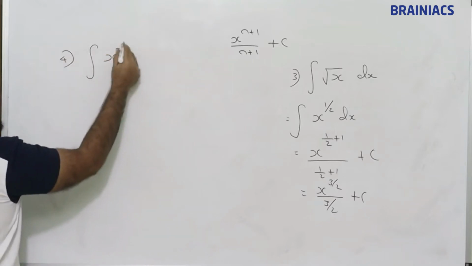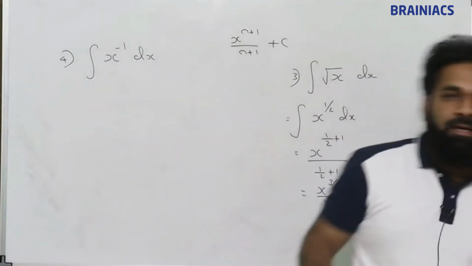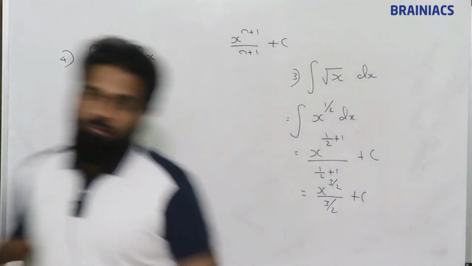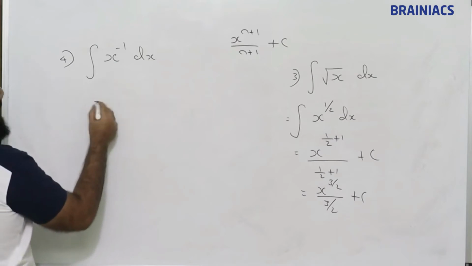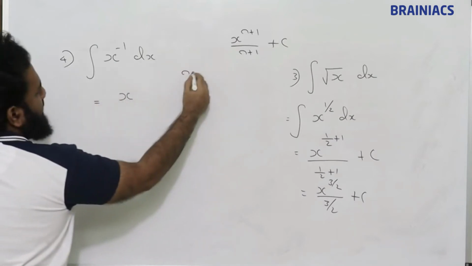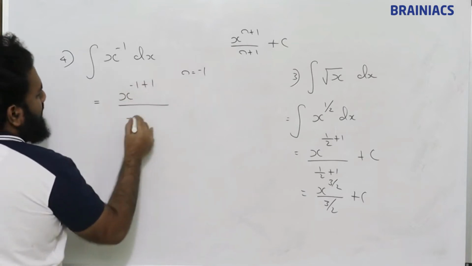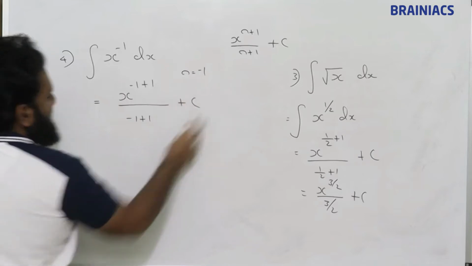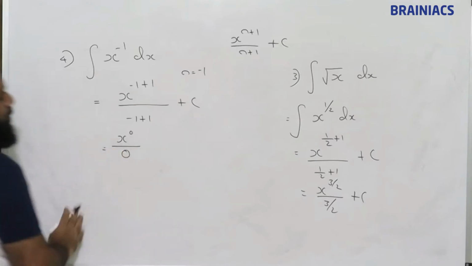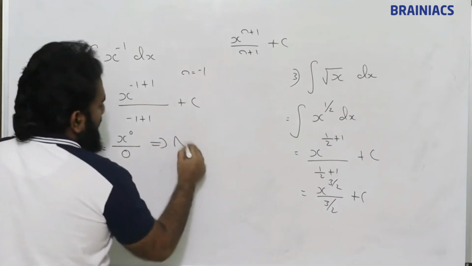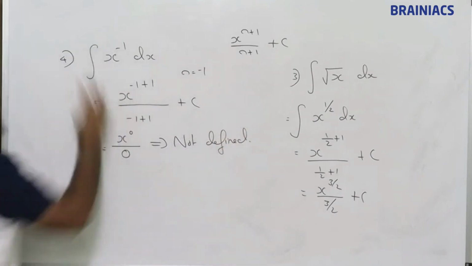Integral x raised to minus 1 dx. What is the answer of this? Just like in differentiation, if we take minus 1 and try to operate, what will happen? Here x raised to n, n is actually minus 1. So minus 1 plus 1 divided by minus 1 plus 1 plus c, we will be getting x raised to 0 by 0. This is not defined. We cannot do it like this.